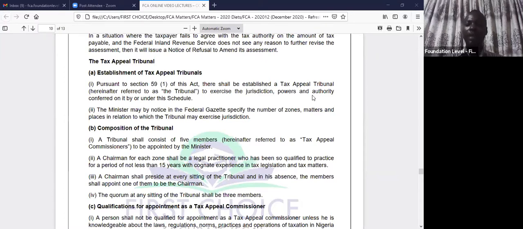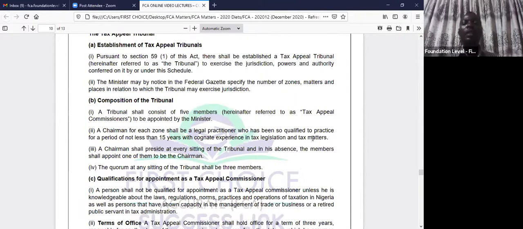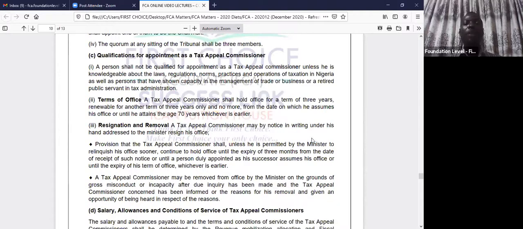So that's it. What are the qualifications of people who are appointed as tax appeal commissioners? The person will not qualify as a tax appeal commissioner, TAC, unless he is knowledgeable about tax laws and practices in Nigeria.